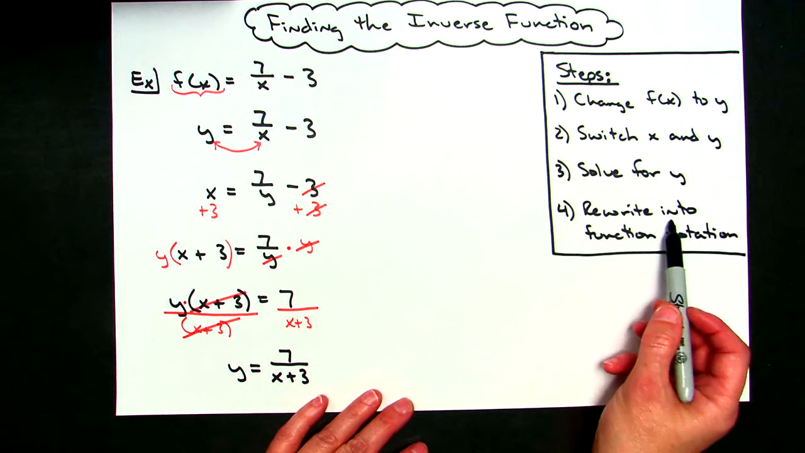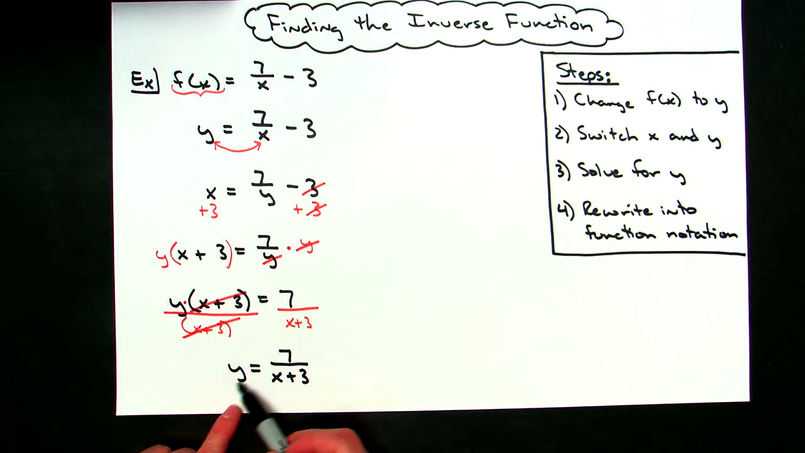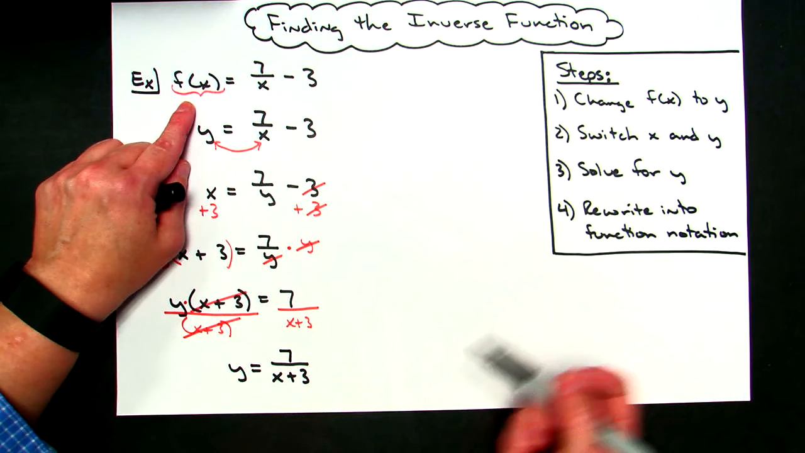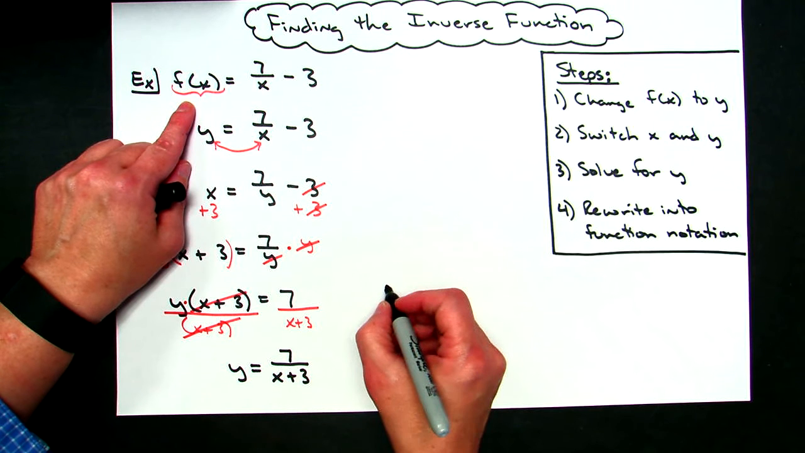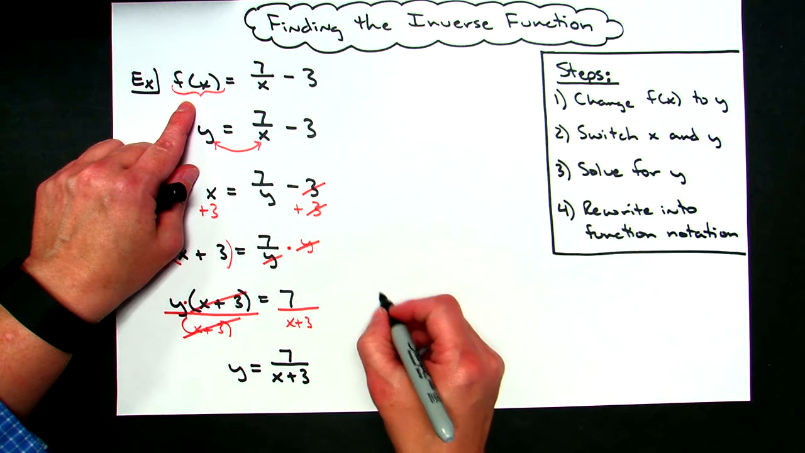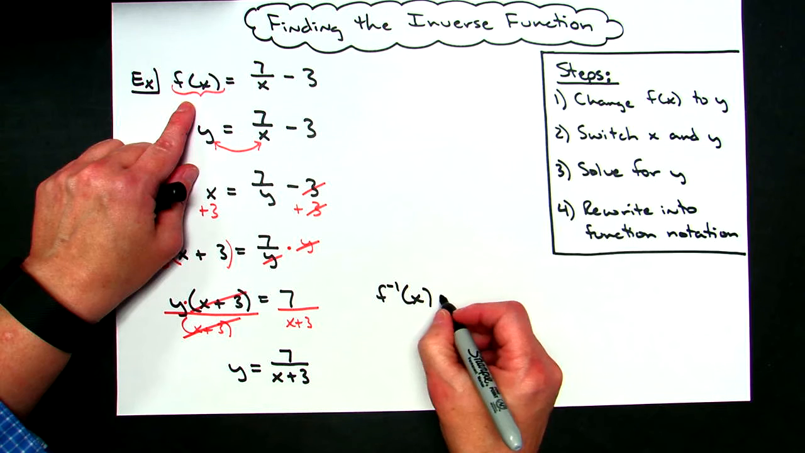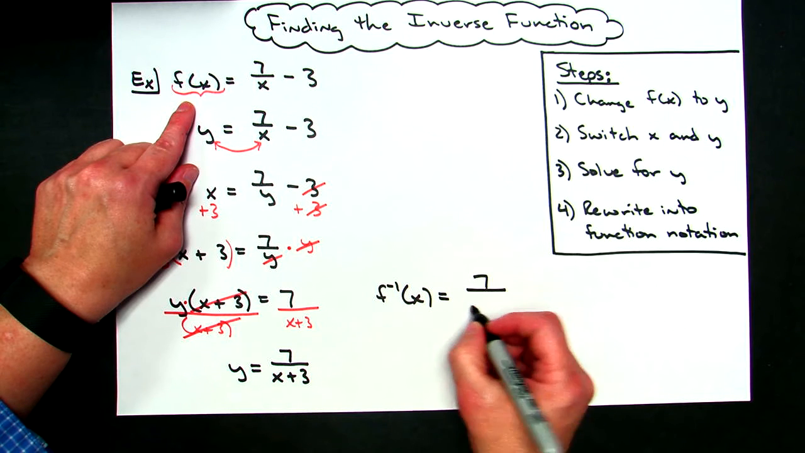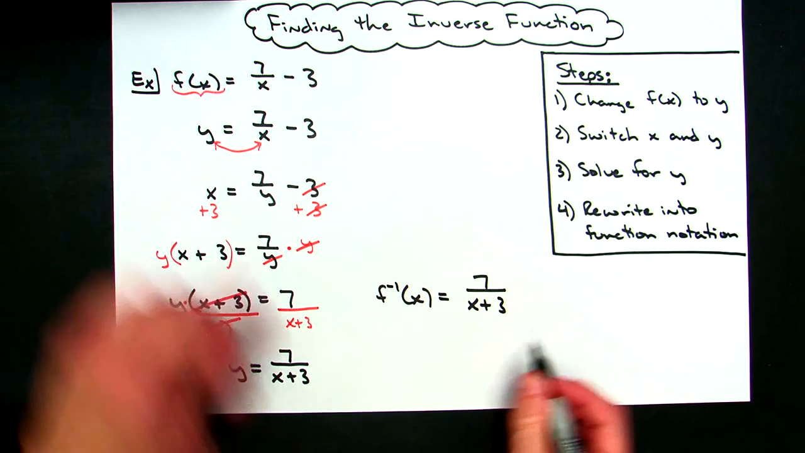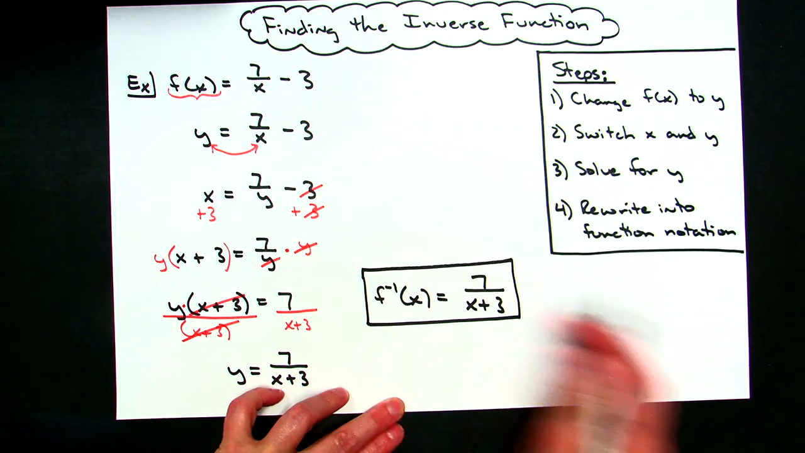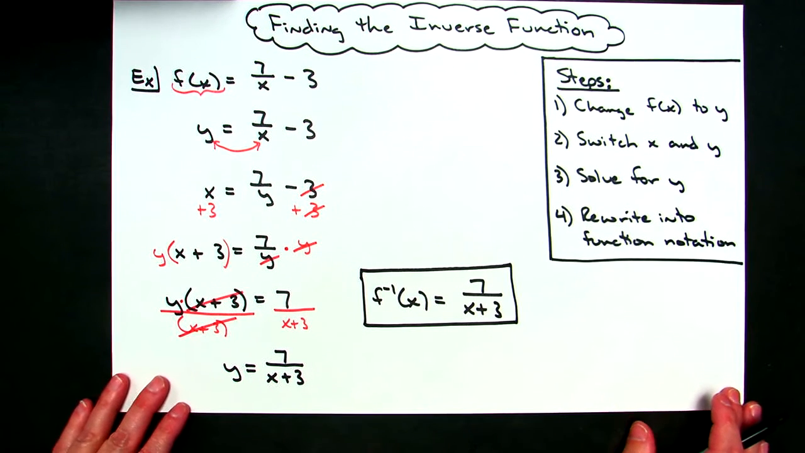The 4th step says to rewrite into function notation. So I have found this function right here that is the inverse of my original function. My original function was called f of x. So when I rewrite into function notation, I need to indicate that it is the inverse. So the inverse of f is equal to 7 over x plus 3. And there you have finding the inverse of a function.